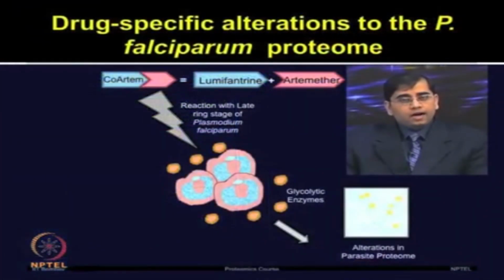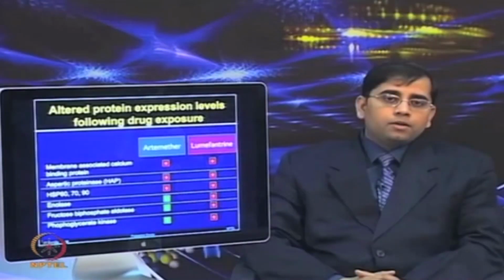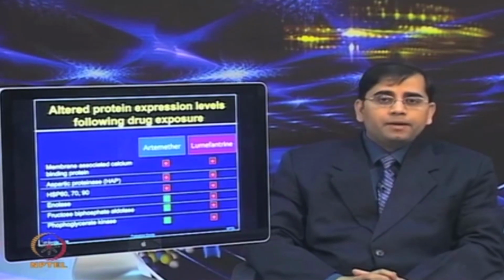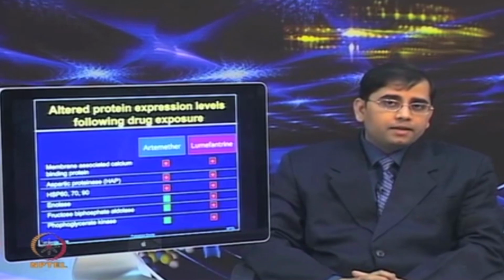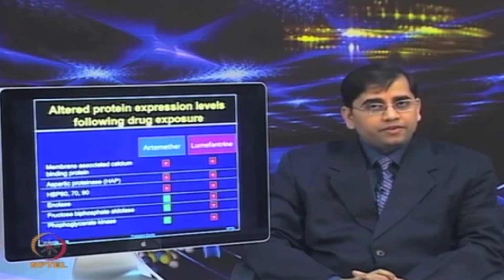So, quantitative analysis of the altered protein expression levels following exposure to the ARM and LUM were analyzed, and then those protein spots which were differentially expressed and statistically significant were further subjected to the mass spectrometry based analysis. So, the comparative analysis of 2D gels from untreated and drug treated parasite protein fractions provided direct and distinct alterations in parasite proteome following artemether or lumefantrine drugs.